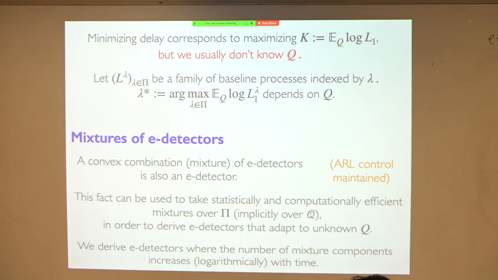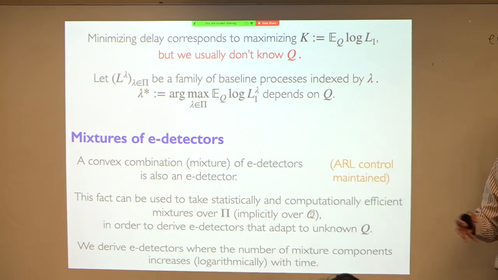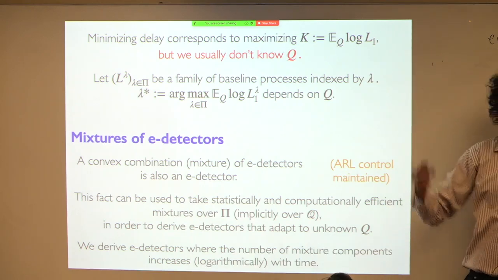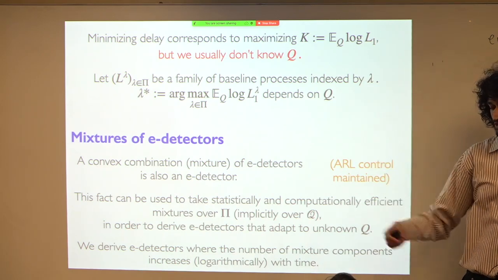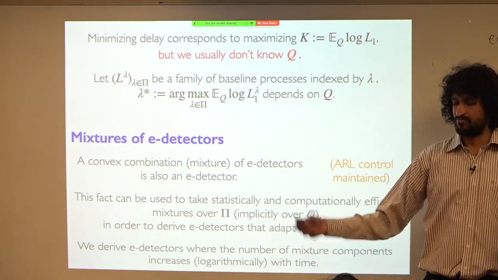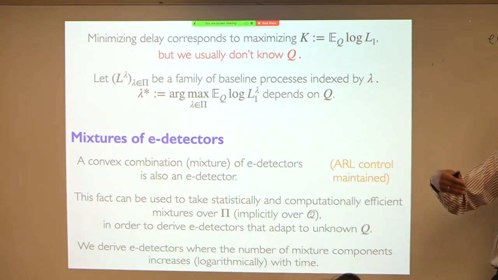In the paper in particular, we derive an E detector using a discrete mixture idea where the number of mixture components grows only logarithmically with time. The intuition is that you're looking at script P versus this very rich script Q, but when you have very little data, you can only detect far away alternatives, and as you collect more data, you can detect closer alternatives and so on. So if you add a mixture component to your E detector once every so often, you can detect nearer and nearer alternatives.